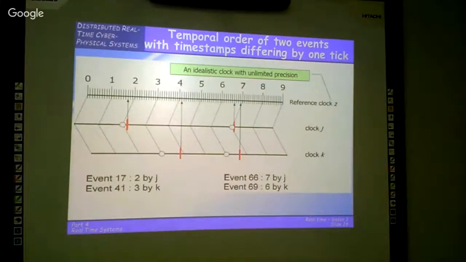So here I have events which are 24 Z units apart, and in my watch only 1. Here, event 66 is measured 7 by J, and 69 is measured 6 by K. In this case, if I took this as an absolute and perfect measure, I would say that event 69 happened before event 66. These clocks are relatively precise, but not absolutely precise. Only Z allows me to say which comes first and by how much.